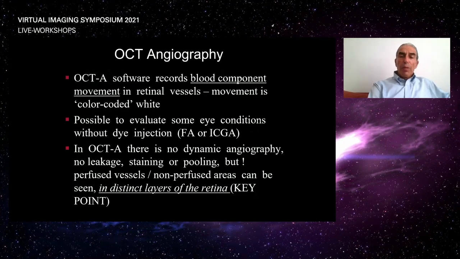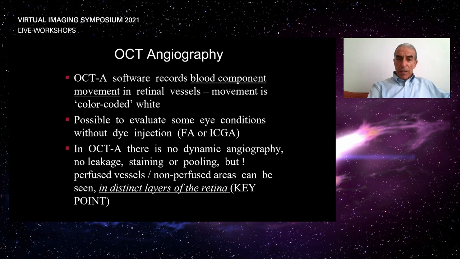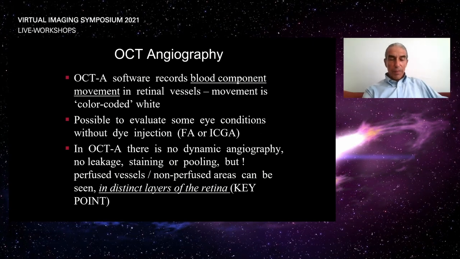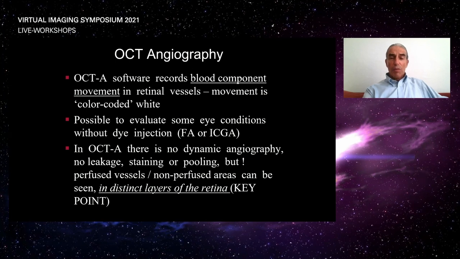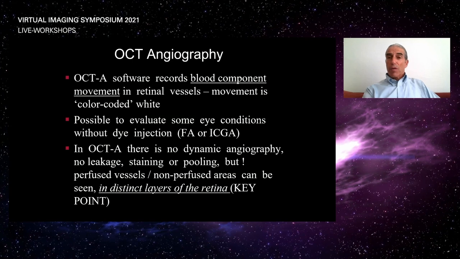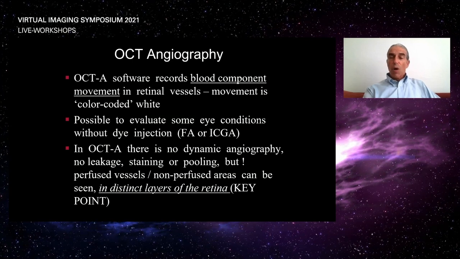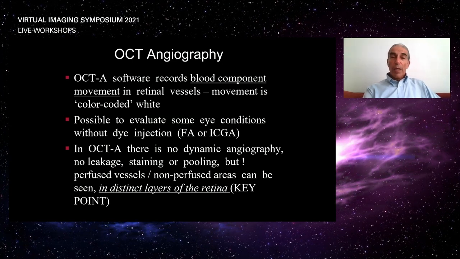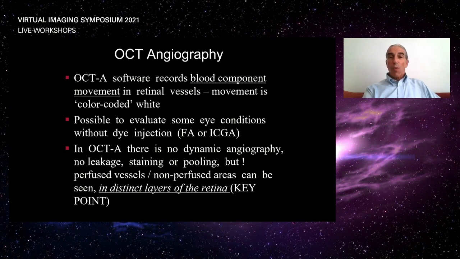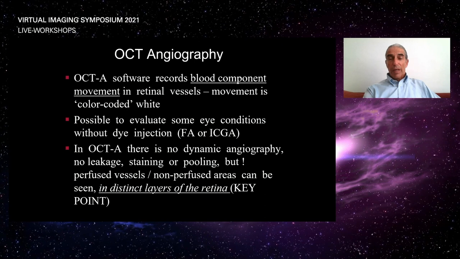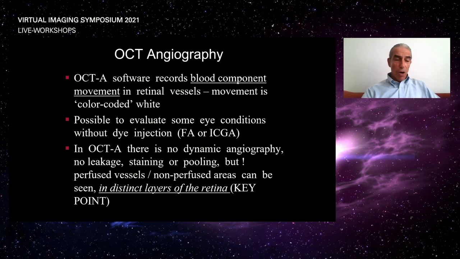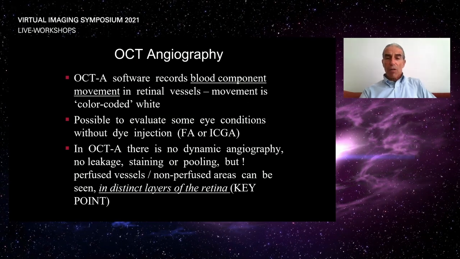It records blood component movement in retinal vessels. Movement is color-coded as white on OCT angiography. It's, of course, possible to evaluate some conditions without injecting a dye. But we have no dynamic angiography. We have no leakage, no staining, no pooling, but we see whether they're perfused vessels or not, but most importantly, where these vessels are. And later on during this meeting, we will have more in-depth talks about OCT angiography, but here I'd like to show how it combines with other imaging modalities.